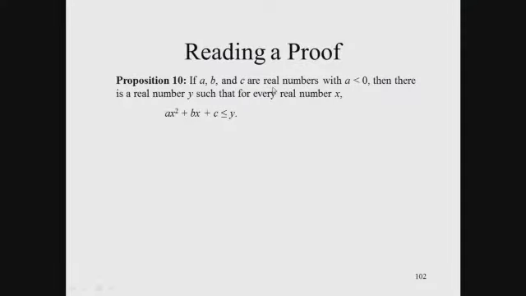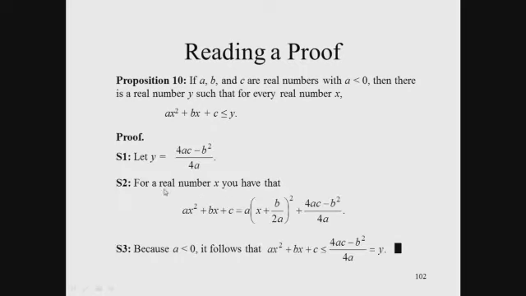Now what I'd like to do is have you practice reading a proof that uses nested quantifiers. So let's take a look at this example. If a, b, and c are real numbers with a strictly negative, then there is a real number y such that for every real number x, ax squared plus bx plus c is less than or equal to y. So here is a condensed proof of this proposition. Let's take a moment to read it.